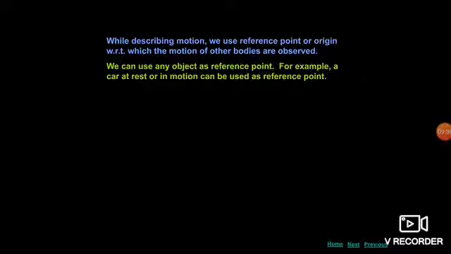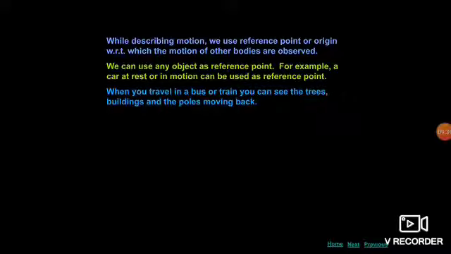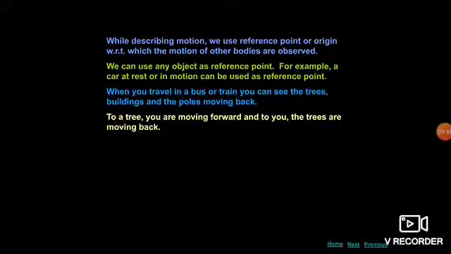While describing motion, we use a reference point or origin with respect to which the motion of other bodies is observed. That I was telling you earlier. We can use any object as a reference point. For example, a car at rest or in motion can be used as a reference point. When you travel in a bus or train, you can see the trees, buildings and other poles moving back. To a tree, you are moving forward, and to you, the trees are moving back. Clear?